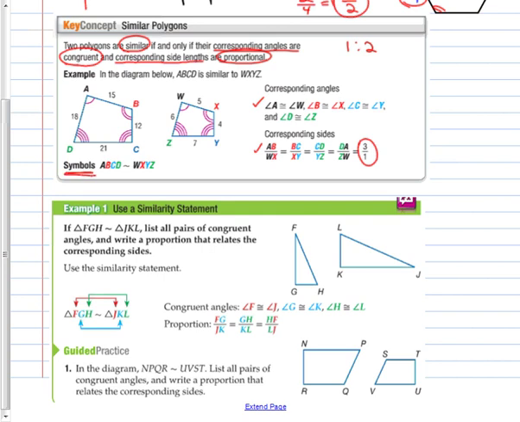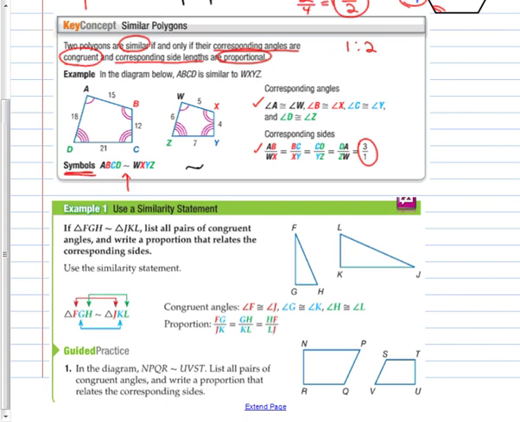The symbol, when we did congruent, we did an equal sign, and then that squiggly line above it, almost got that complete squiggly line. The equal sign comes from equal. They're congruent. If we drop the equal part to it, that symbol is for similar. One polygon is similar to another polygon.